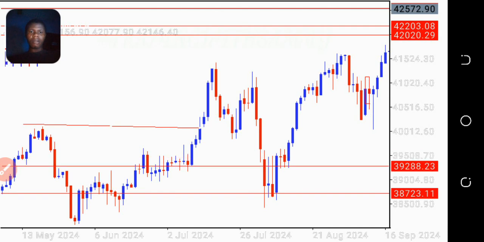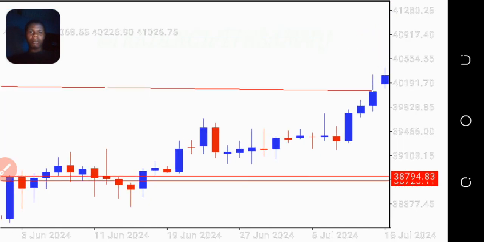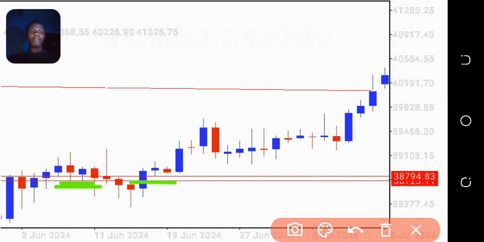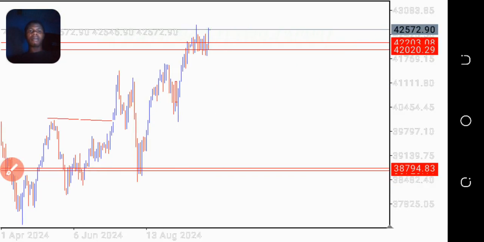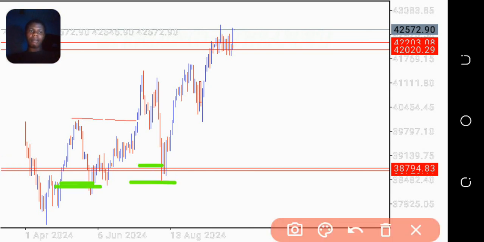A fair value gap here. Let me zoom this out a little bit. If you notice, there's a gap in between here, so we're expecting price to come fill the gap before continuing the move to the upside. So what did we see happen? What we saw is that price came back down to this order block here, came back to this order block and spiked up.